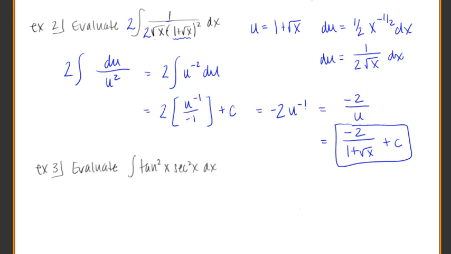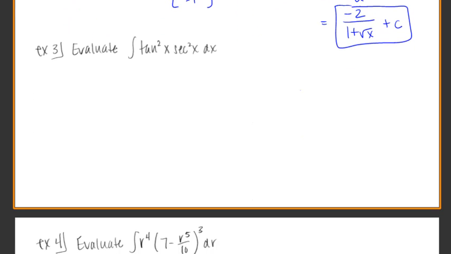Moving along to example 3. Okay, we have 2 parts. We have a tangent squared and we have a secant squared. One part's going to be your u, the other part's going to be the du, the derivative. So let's think. If I start with my u being a tangent, let's say tangent x, then du, what's the derivative of tangent x? Well, it is secant squared x dx.